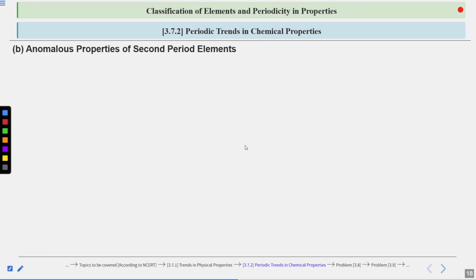Now we will move on to a very important topic for all of you. The question is asked and it is the most important topic, I would say. That is the anomalous behavior, I would say, of the properties of second period elements. So this is very important.